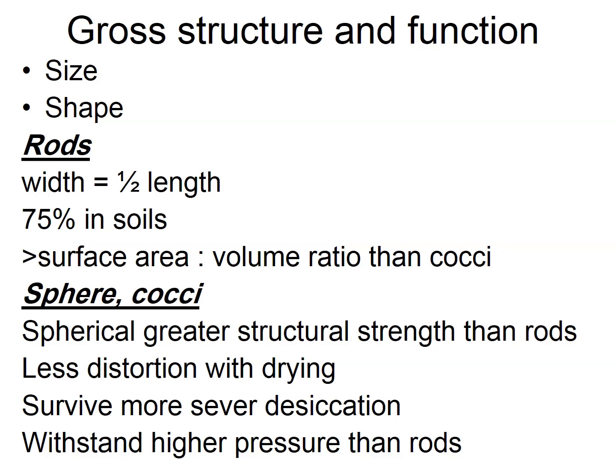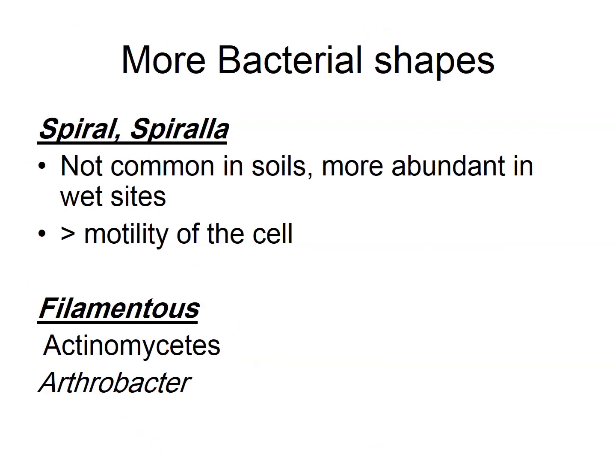So sometimes the rod has an advantage of being in the soil system because it can provide the cell with higher surface area to allow exchange of nutrients and so on. But the cocci shape, especially for those in the water system, is usually able to survive more severe desiccation and therefore has a lower surface area to volume ratio. And of course, they can have higher structural strength.